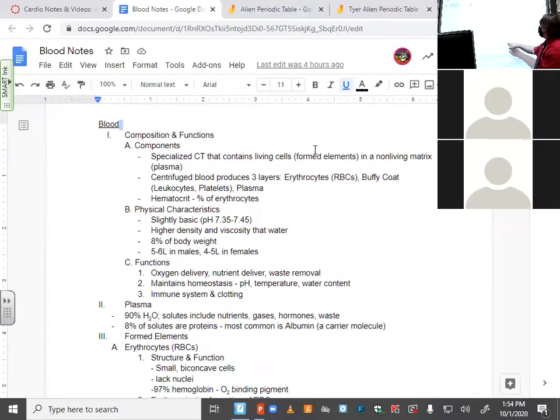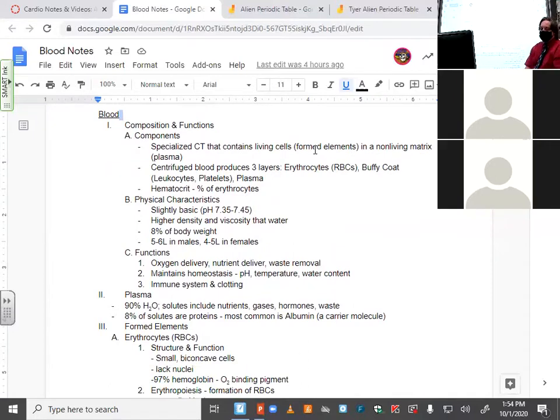So some things about blood. It is specialized connective tissue. That's 2 free test questions from yesterday from Mackenzie. So probably a good thing you showed up today.